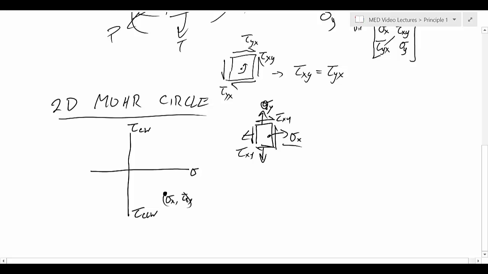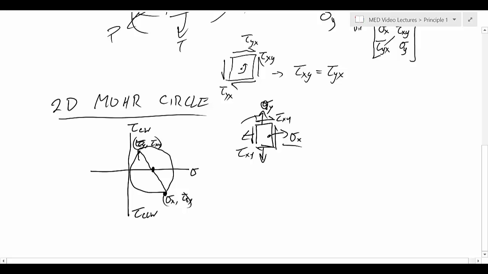And another point up here at y, which is over here, and it tends to make it want to spin in a clockwise direction. So sigma y and tau xy would be that point. Now we can draw a line between these two, and of course they're going to cross the axis at some point here. And we can make a circle. It's a perfectly drawn circle.